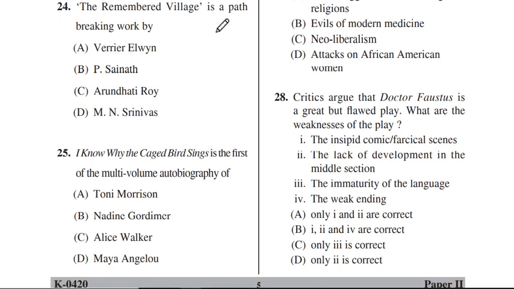Next, 24th one. The Remembered Village is a path-breaking work by M.N. Srinivas. The Remembered Village is a path-breaking work by M.N. Srinivas.